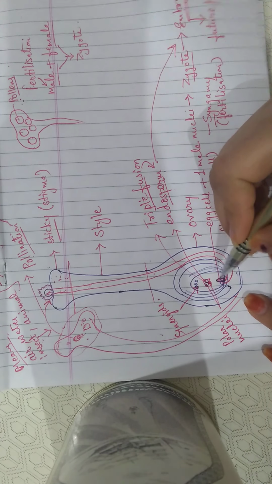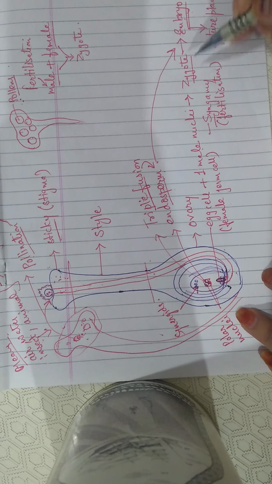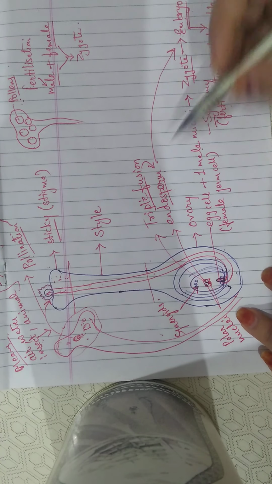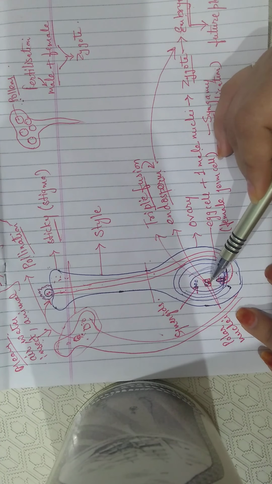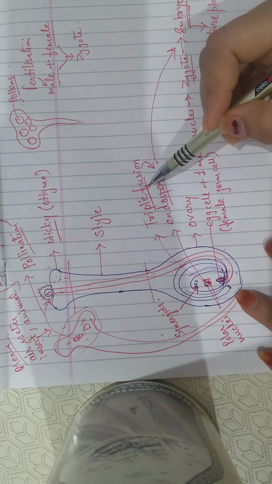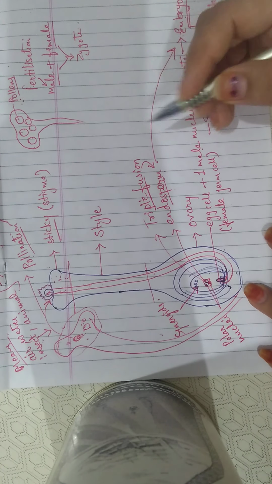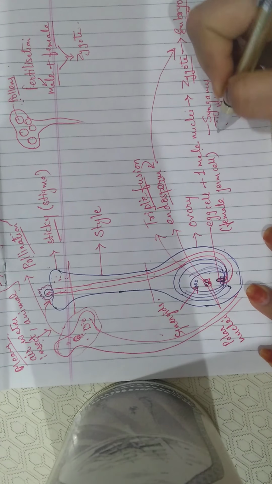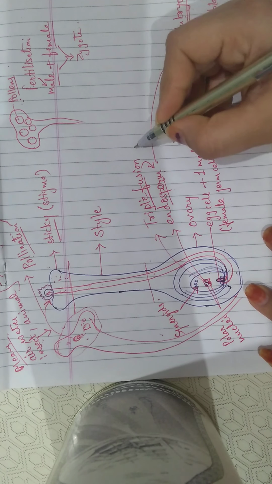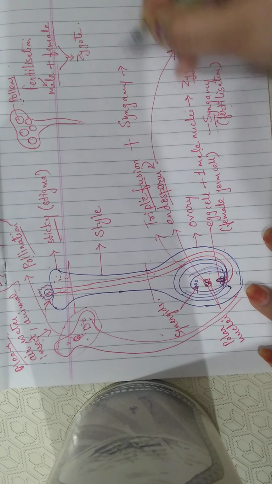So inside the ovule, two types of fusion take place. One is the fusion of the egg cell with one male nucleus, known as syngamy or fertilization, and the other is the fusion of two polar nuclei with the second male nucleus, known as triple fusion. So inside a single ovule there are two types of fusion. That's why the combination of these two fusions is known as double fertilization. Triple fusion plus syngamy is known as double fertilization.